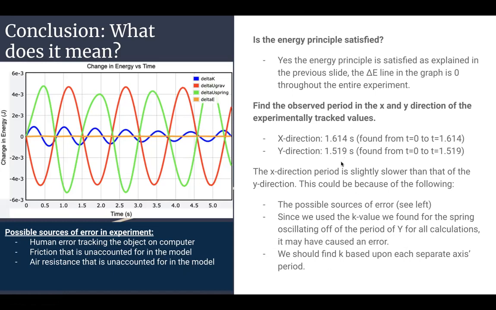But the main thing is we use one k value for both directions, the X and the Y, when in actuality they would probably have different k values, and that's why the periods were found to be different overall. And that is pretty much it.